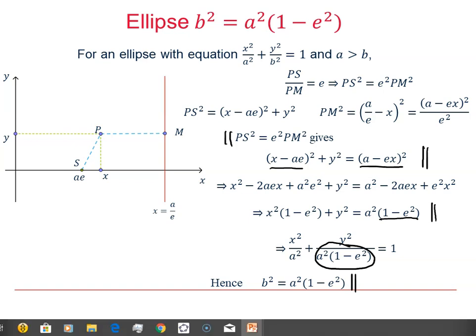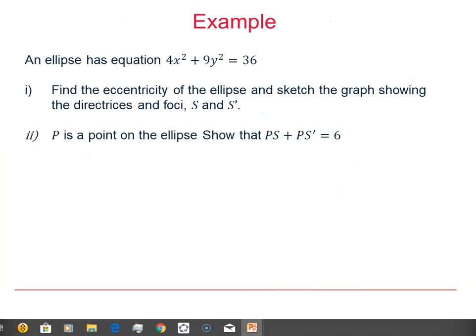Well, I'm now going to use some of this information in a typical A-level question, which is this one here. We've got an ellipse which has equation 4x squared plus 9y squared equal to 36. We're asked to find the eccentricity and to sketch the graph showing the directrices and the foci. Once we've done that, we're asked then to show that PS plus PS dash, that's the focal distances added together, is equal to 6.